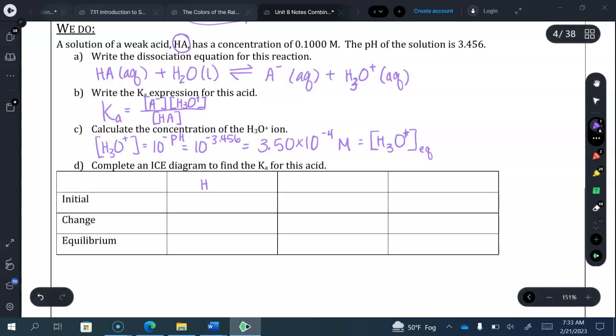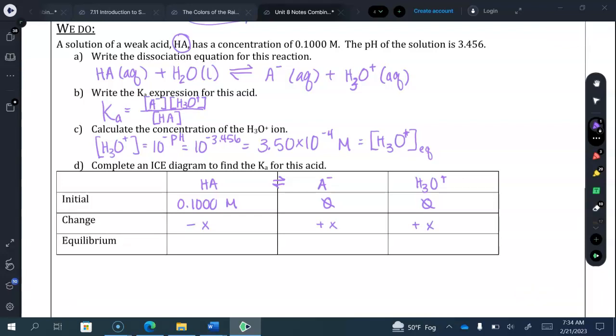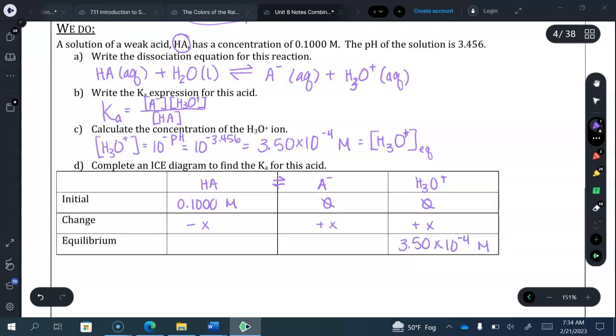Now we can complete an ICE table to find the equilibrium constant, or acid dissociation constant, for this acid. HA is going to be in equilibrium with the conjugate base and the hydronium ion. In the beginning the initial concentration is this, and these have not been created yet because it hasn't dissociated before it starts, right? Then this is going to decrease and increase respectively. And we know that at the end, the hydronium ion concentration has to be 3.50 times 10 to the negative 4 so that we get the pH of 3.456.